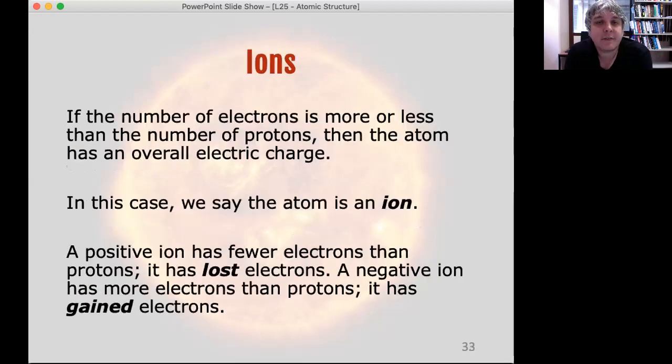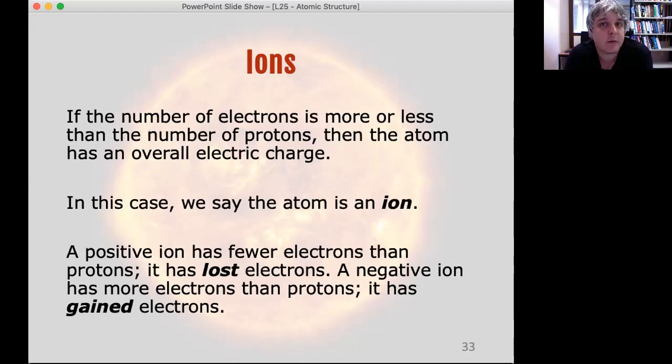If you've got more or fewer electrons than the number of protons, then the atom will have an overall electric charge. If you've got a hydrogen atom with an electron and a proton and you add a second electron, all of a sudden it's got a total negative charge because it's got more negative particles than positive. If you take the one electron off a hydrogen atom and you're left with just a single proton, then you've got a net positive charge. So whenever you have a net charge, because you've added or removed some electrons, you call the atom an ion. A positive ion has lost electrons, a negative ion has gained electrons.